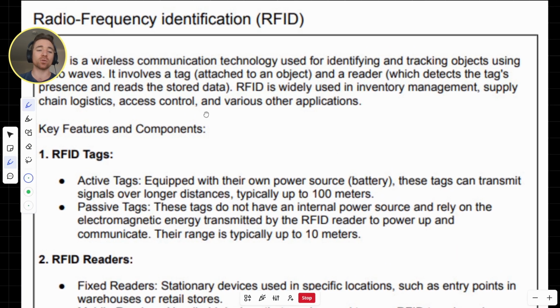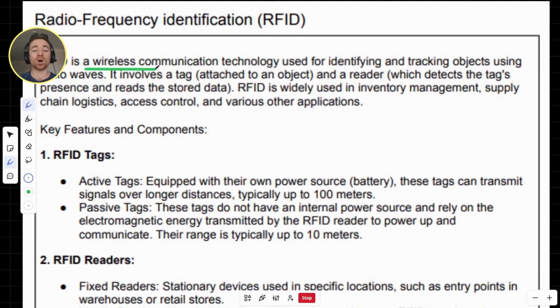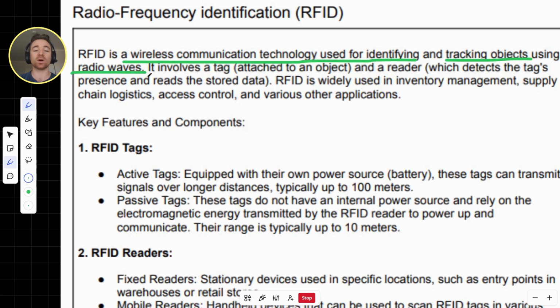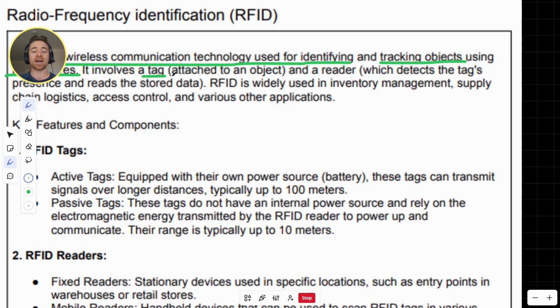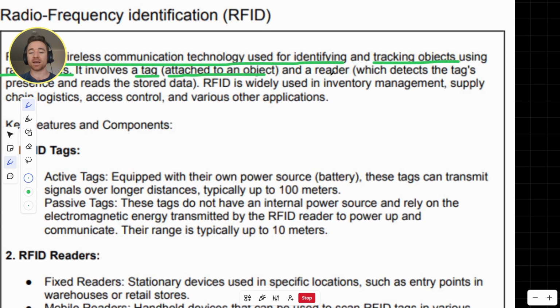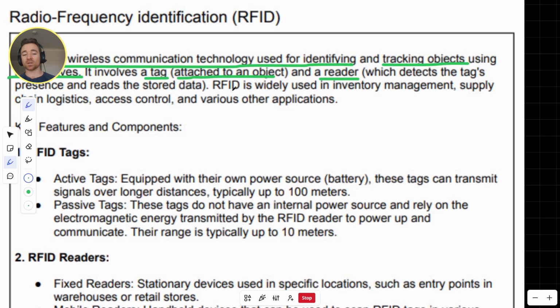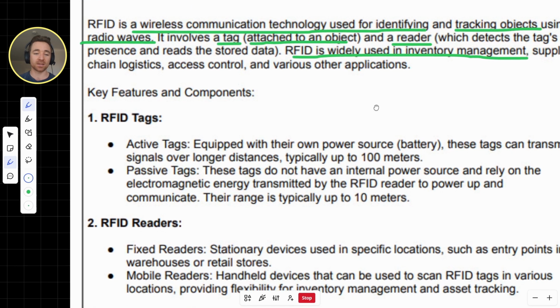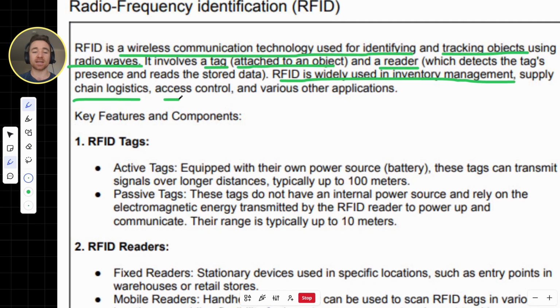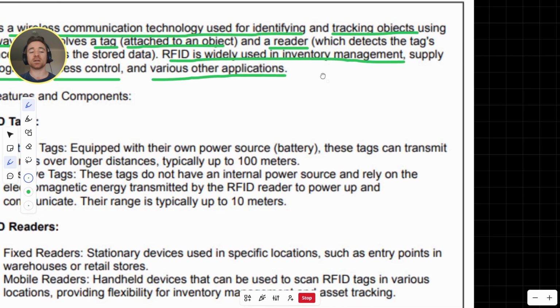But we'll have a look through, okay? So it is a wireless communication technology used for identifying and tracking objects using radio waves. So warehousing, keeping track of where inventory is, things to that effect. So you have a tag that's usually attached to an object, and you'd have a reader which detects the tag's presence and reads the stored data. RFID is widely used in inventory management, as we discussed, supply chain logistics, access control, and various other applications.